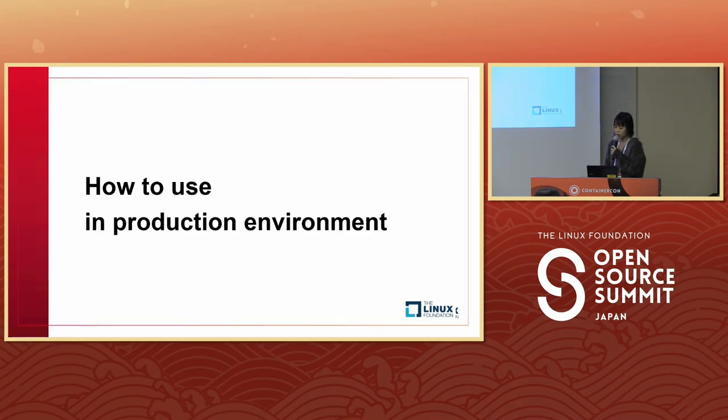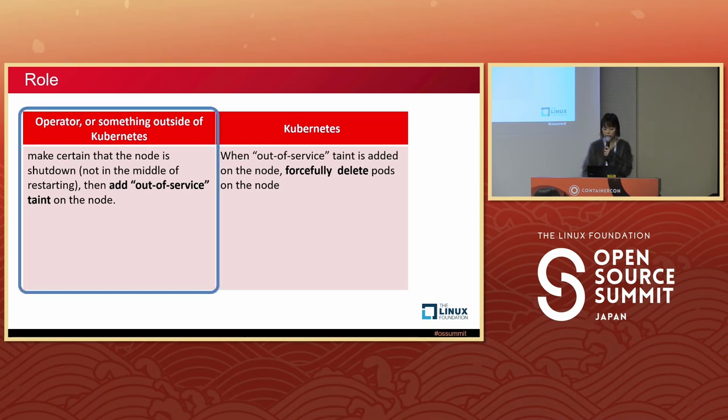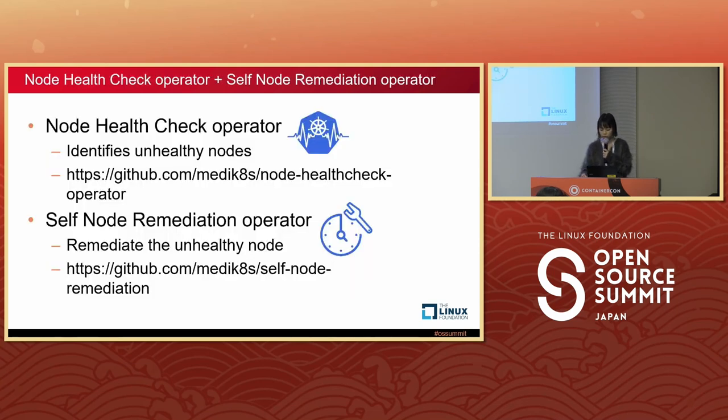Therefore, I will talk about how to use the non-graceful node shutdown feature in a production environment. I showed this table a few seconds ago, and I said that adding the taint must be done by an administrator user or something out of Kubernetes. I will introduce this something out of Kubernetes from now. The names are Node Health Check Operator and Self Node Remediation Operator. These operators are developed in the Medik8s open source project.